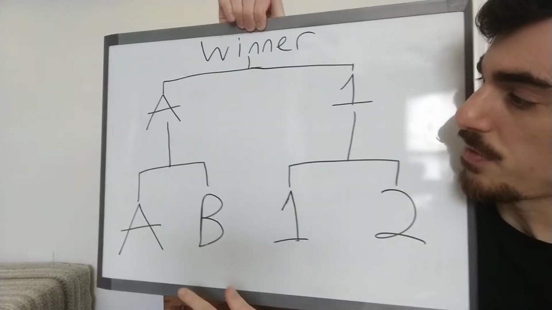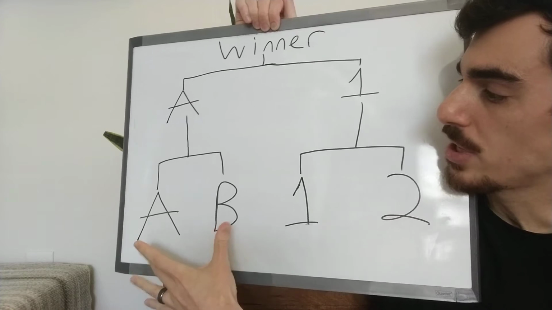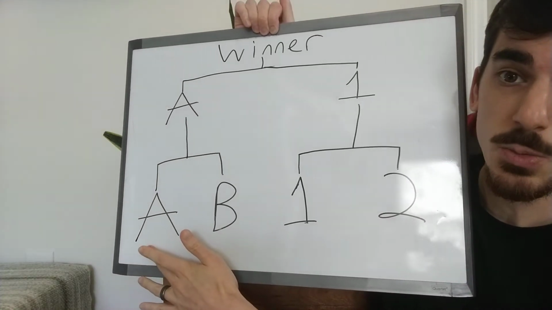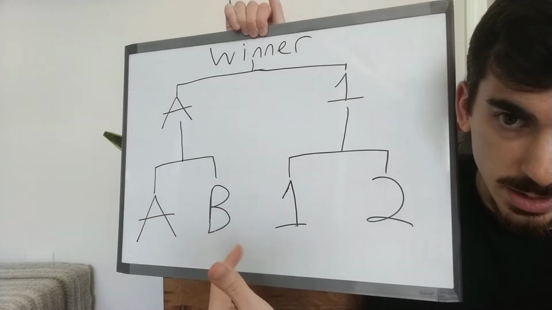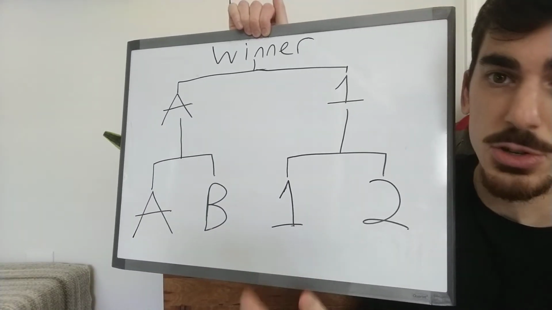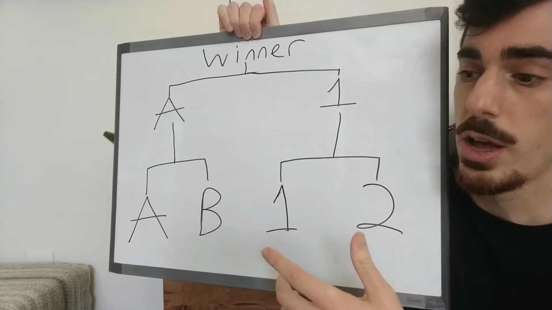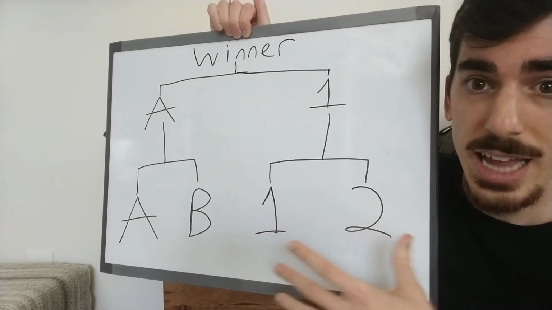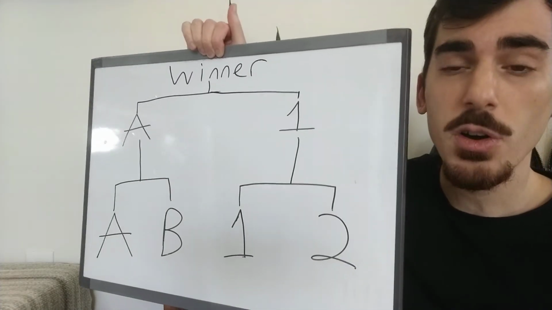So I've simplified this to be A and B, 1 and 2, but over here you actually had, for example, Hillary Clinton going up against Bernie Sanders and some other people that no one really knew about. And then Donald Trump went up against, for example, Ted Cruz, Marco Rubio, Jeb Bush, and 14 other people on stage that nobody had ever heard of.